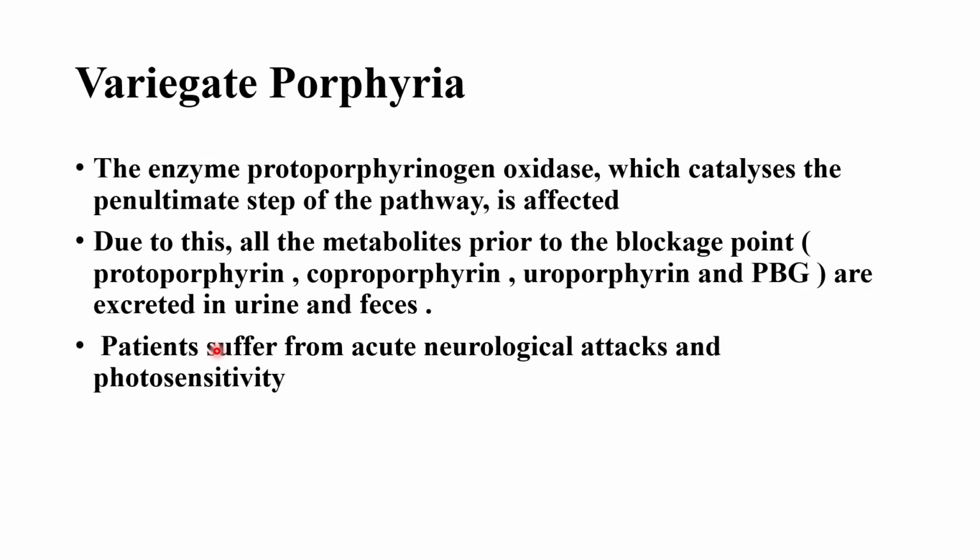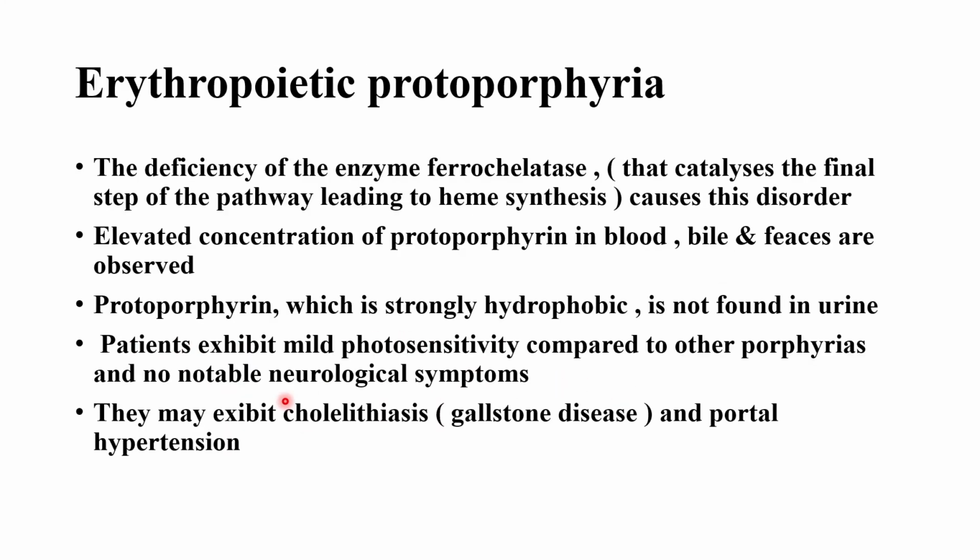Now, next is the variegate porphyria. The enzyme protoporphyrinogen oxidase, which catalyzes the penultimate step of the pathway, is affected. So, due to this, all the metabolites prior to the blockage point, that is protoporphyrin, coproporphyrin, uroporphyrin, and the porphobilinogen, are excreted in the urine and feces. So, patients suffer from acute neurological attacks and photosensitivity.